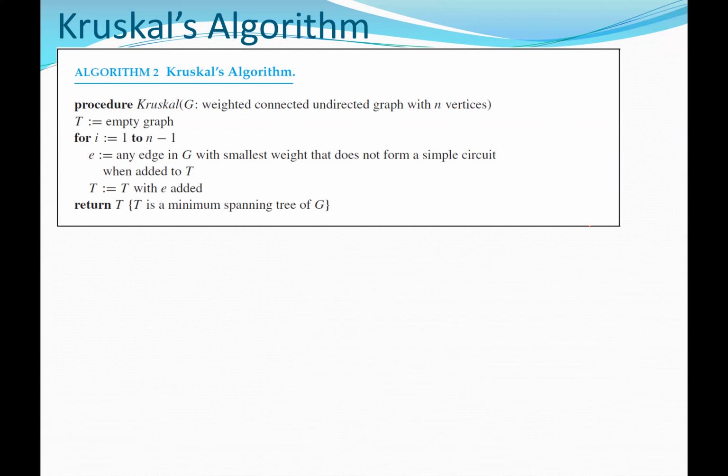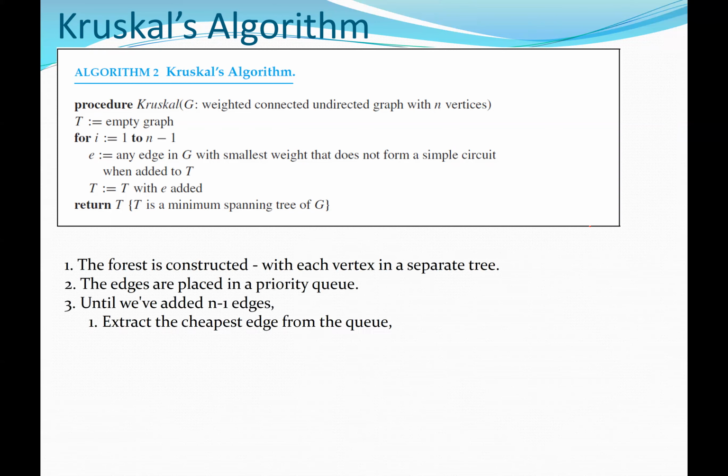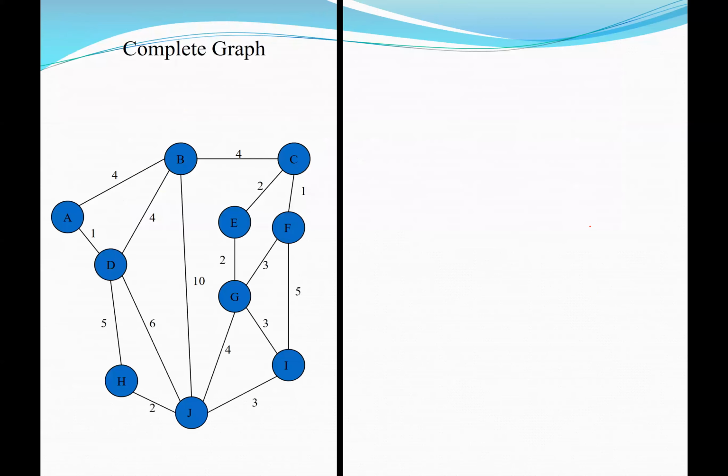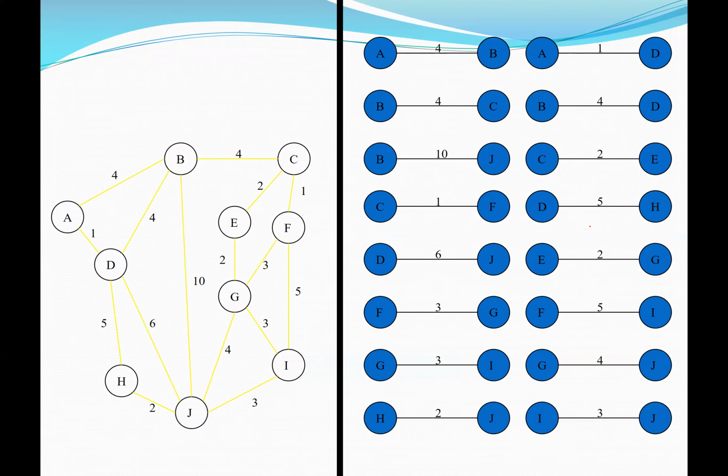Prim, you pick a vertex, you go one at a time. Kruskal, you lay out everything in order, smallest to largest, and you start from there. All right. So here is the complete graph. So I'm gonna cut all the edges out. So you can see here, yes? AB will be 4, and then AD will be 1, and then BC will be 4, and then BD will be 4, and then BJ will be 10. So I cut out every single edge.